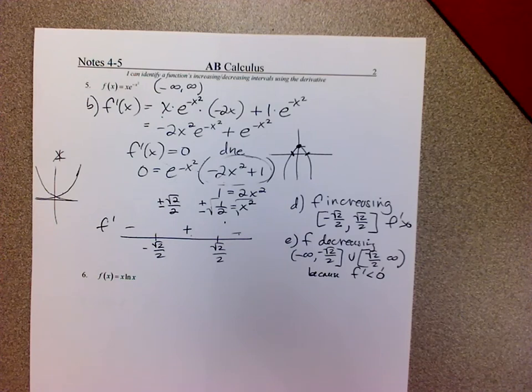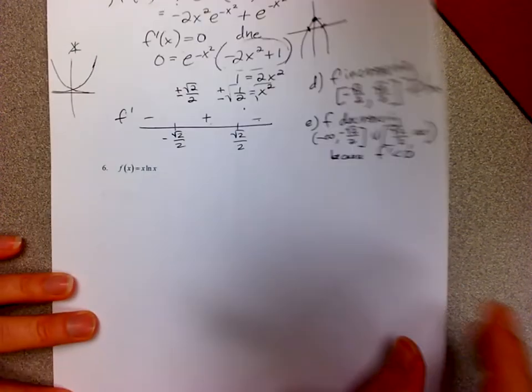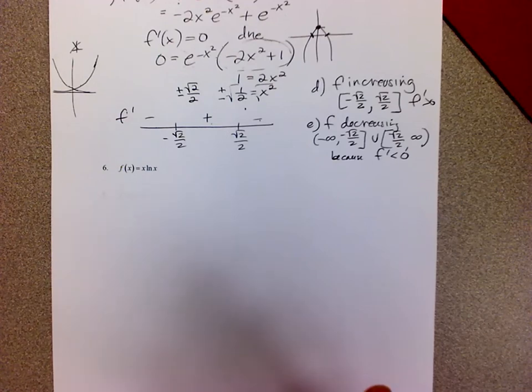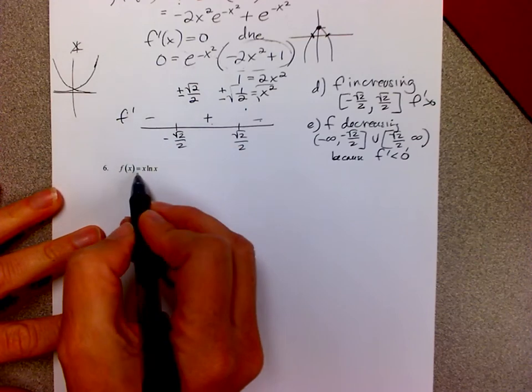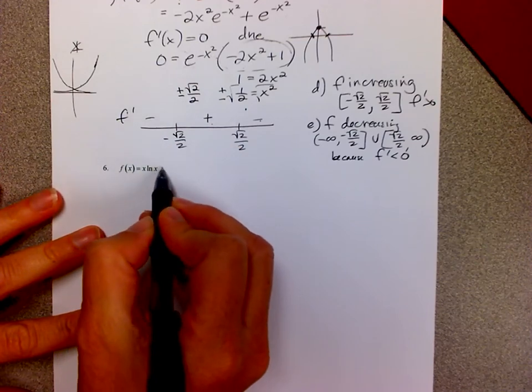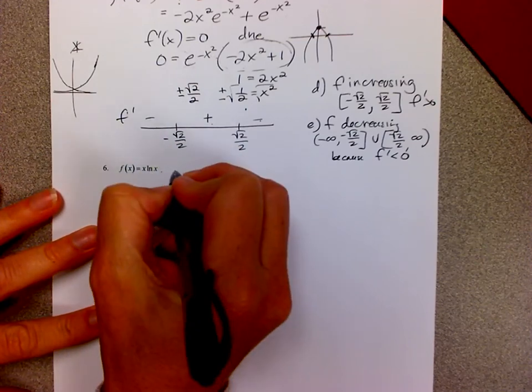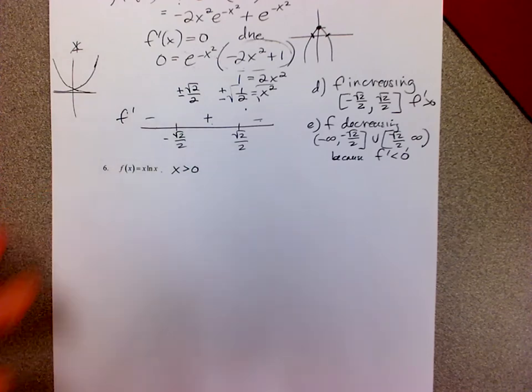All right, let's do one more on this video. Then we'll all take a break. So number 6, I have x times the natural log of x. The domain of this, because x is not in absolute value, has to be x must be greater than 0.